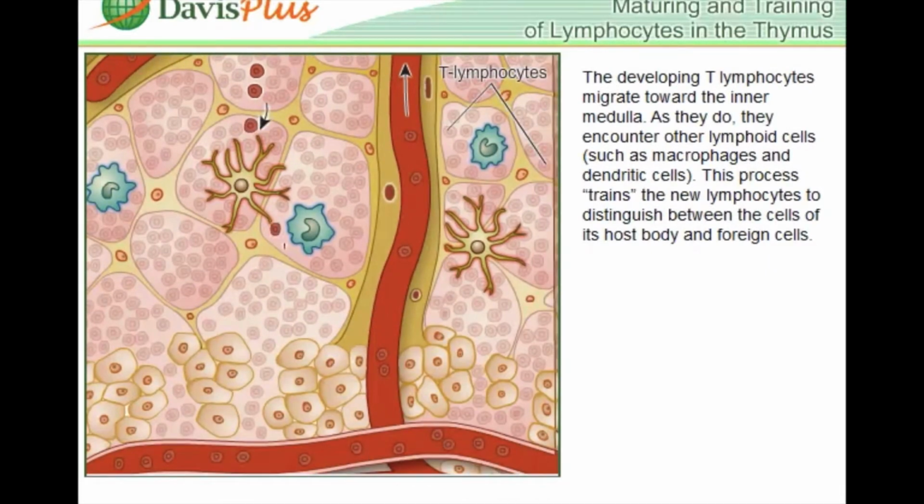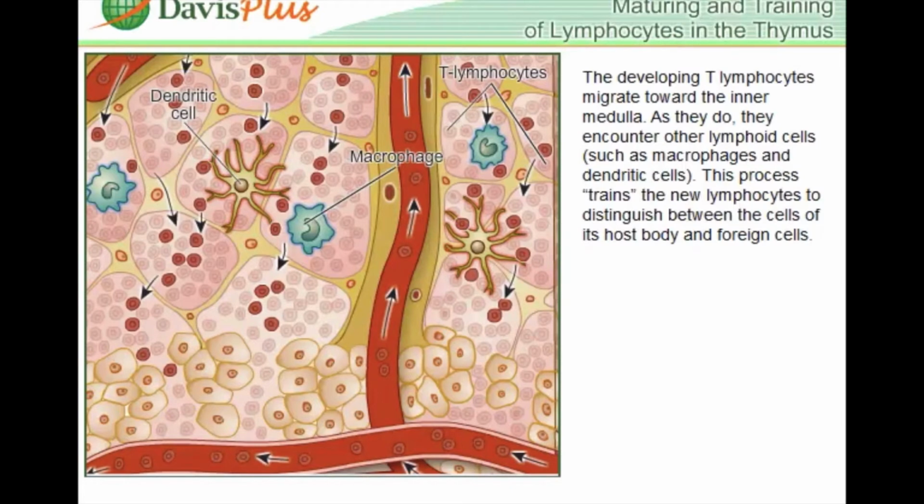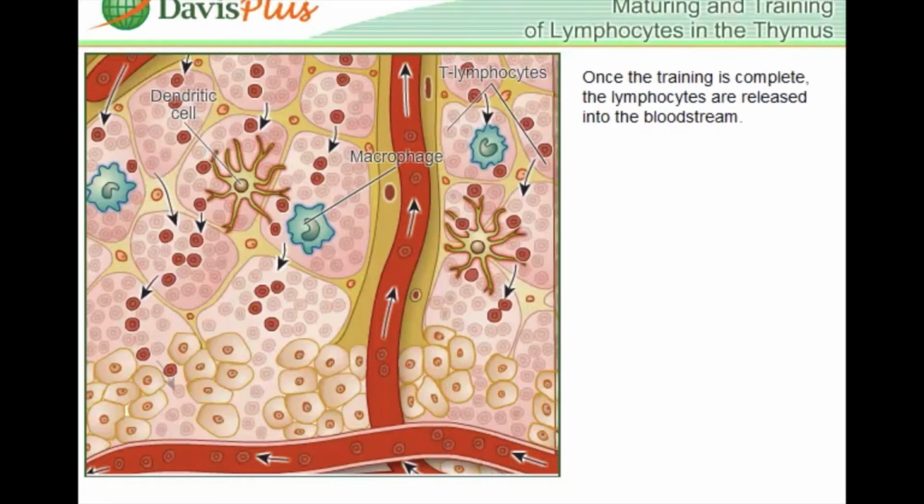As they do, they encounter other lymphoid cells, such as macrophages and dendritic cells. This process trains the new lymphocytes to distinguish between the cells of its host body and foreign cells. Once the training is complete, the lymphocytes are released into the bloodstream.